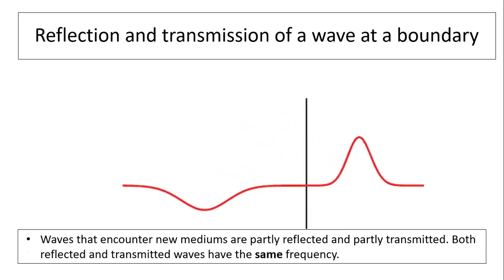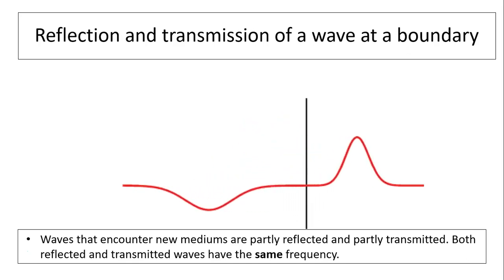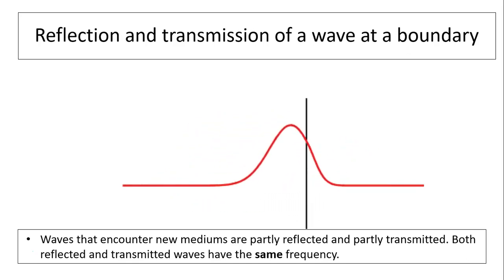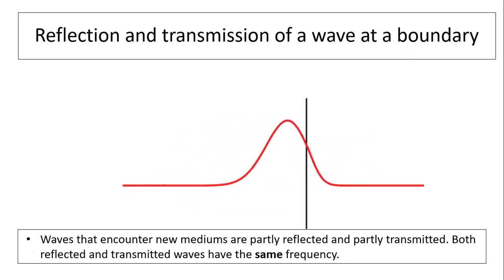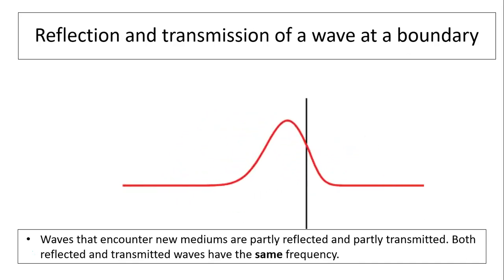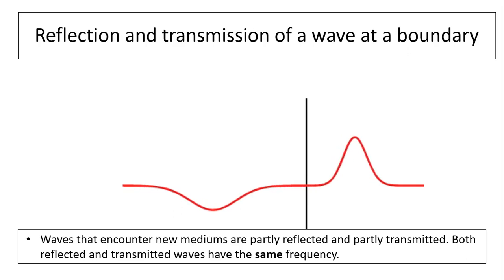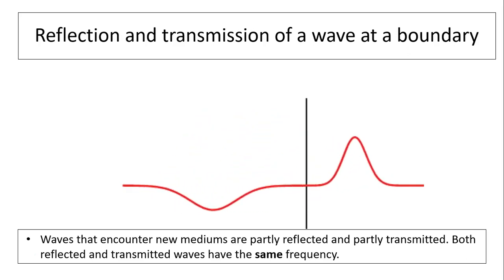Reflection and transmission of a wave at a boundary. This animation shows that as a pulse comes to a boundary, part of it is reflected and part of it is transmitted. Waves that encounter new mediums are partly reflected and partly transmitted. You need to remember that both reflected and transmitted waves have the same frequency.